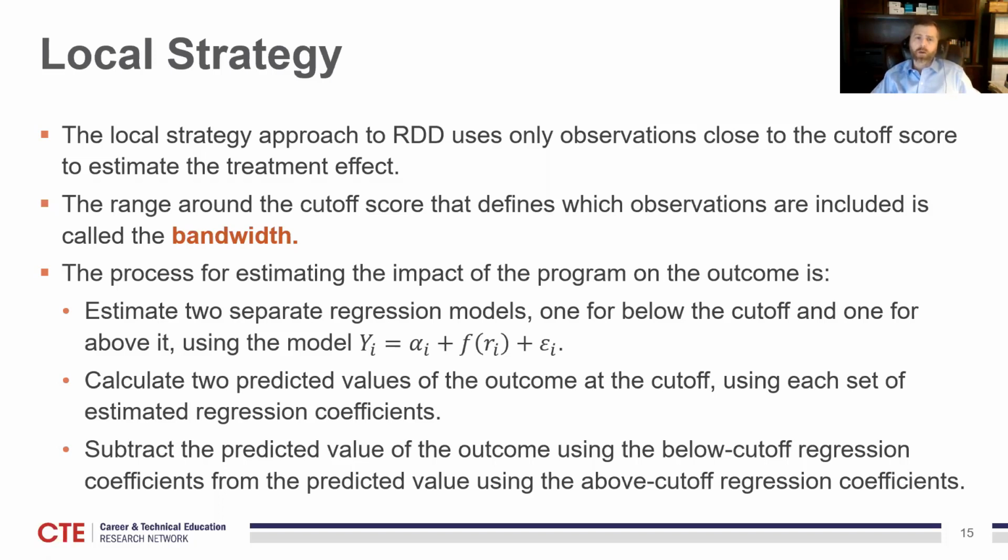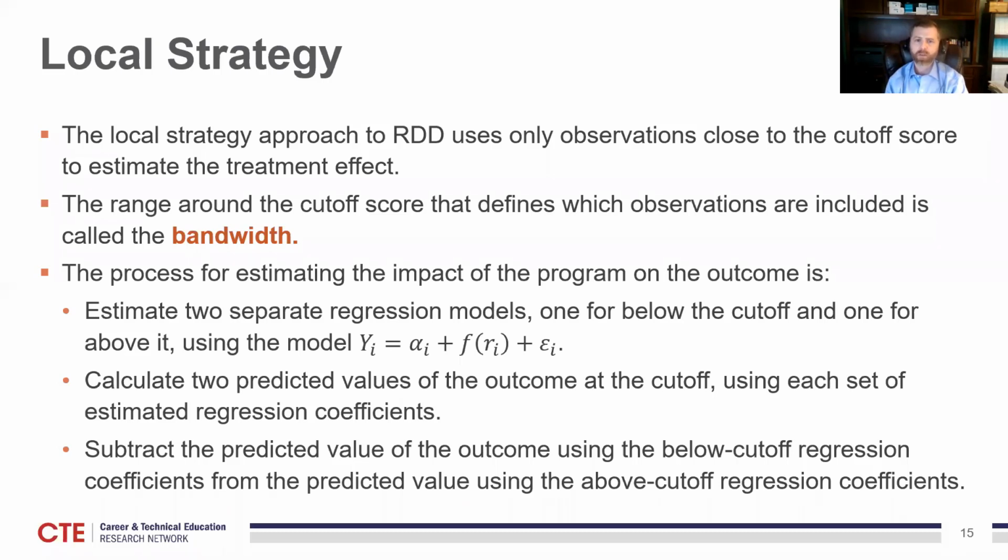Once you've estimated those two regression models, the next step is you take the estimated coefficients from those regression models and you generate two predicted values. You generate a predicted value of the outcome at the cutoff score using each set of the estimated regression coefficients. So if you imagine having a set of regression coefficients that you got when you used the data to the left of the cutoff, you take those estimated coefficients and you generate a predicted value of the outcome at the cutoff score. You do the same thing using the estimated regression coefficients that you got when you estimated the regression using the data to the right of the cutoff. And that's going to give you two predicted values for the outcome at the cutoff score.